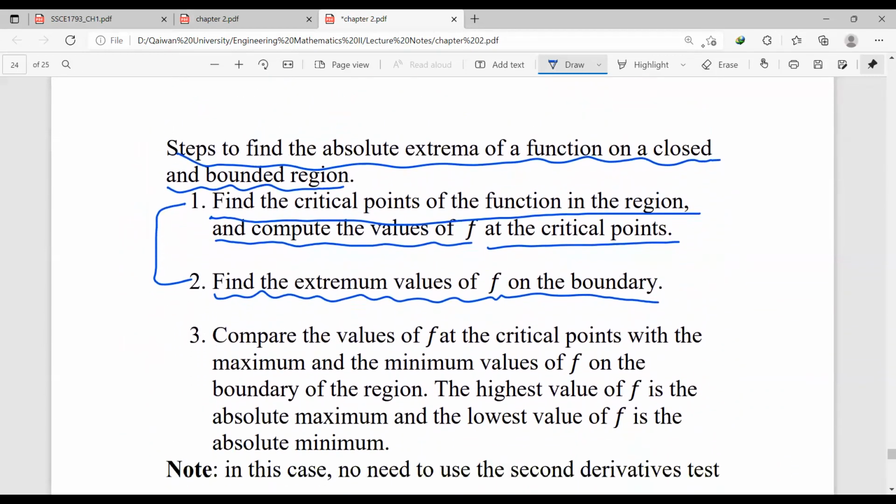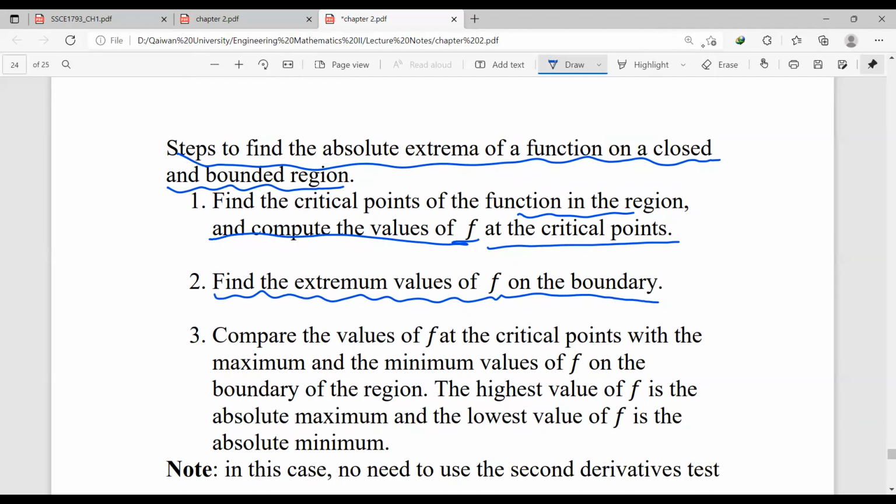of finding the extrema of a function on a closed bounded region. We follow these three steps. In step one, we are going to find the critical points for the function in the region. Then we compute the values of f at the critical points. That means after finding the critical points, we substitute them into the function. That's step one. Then we get some values.